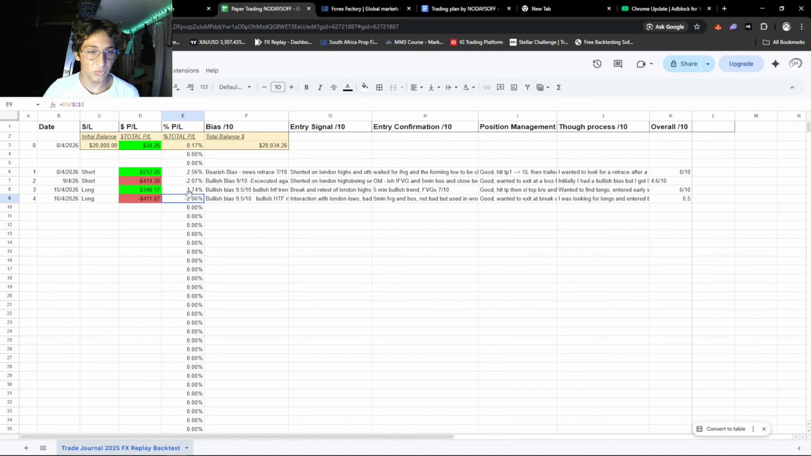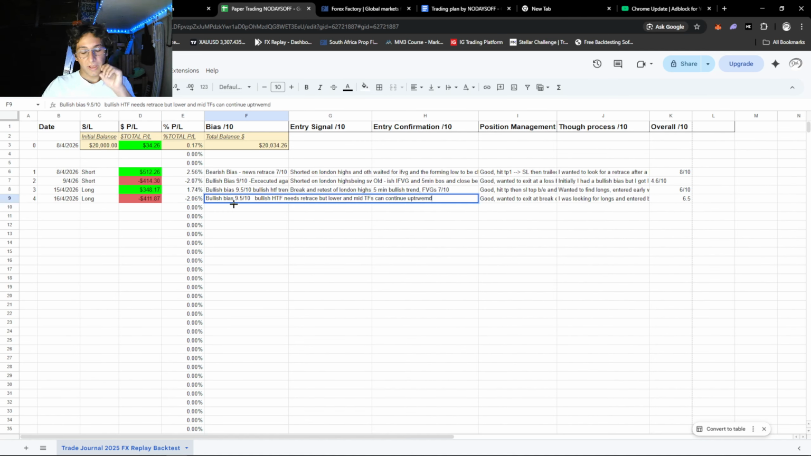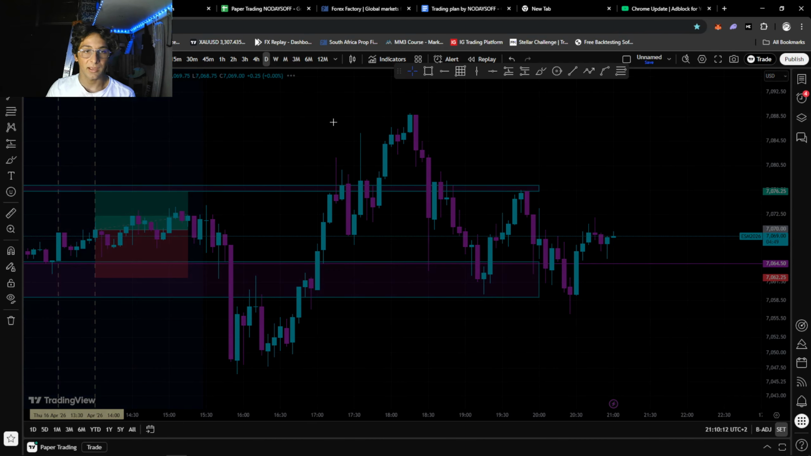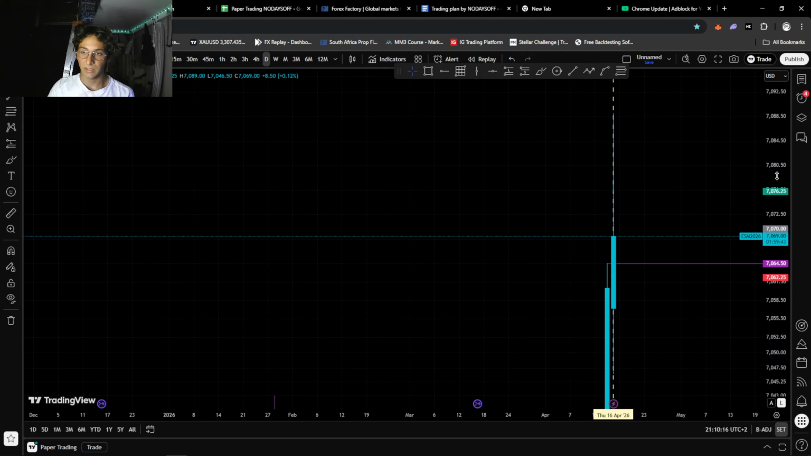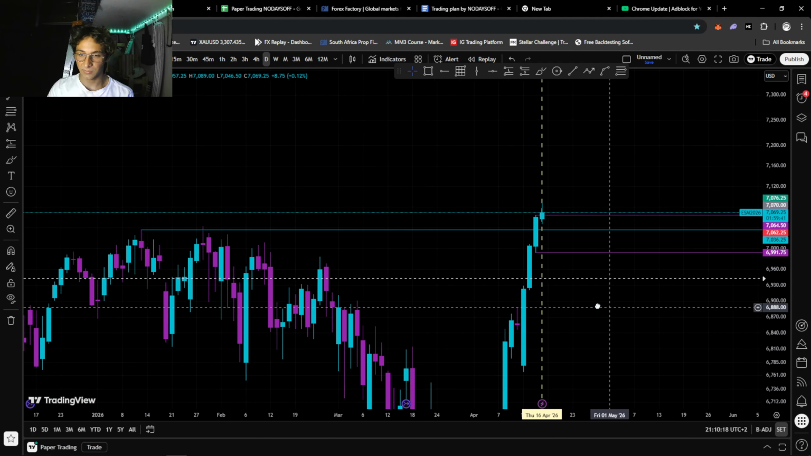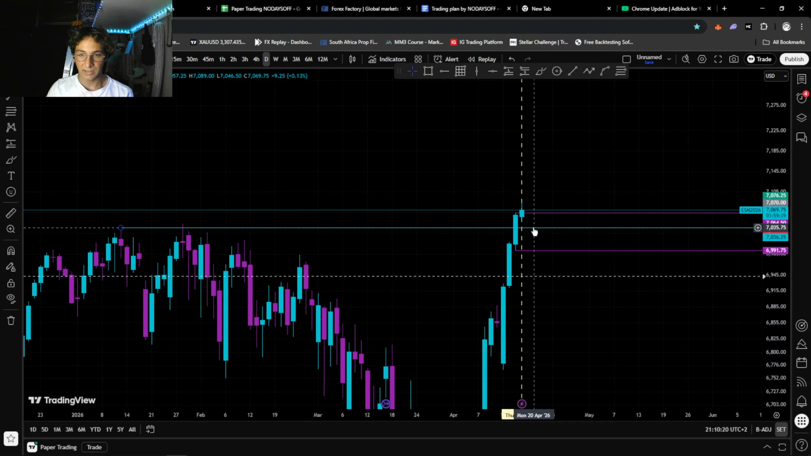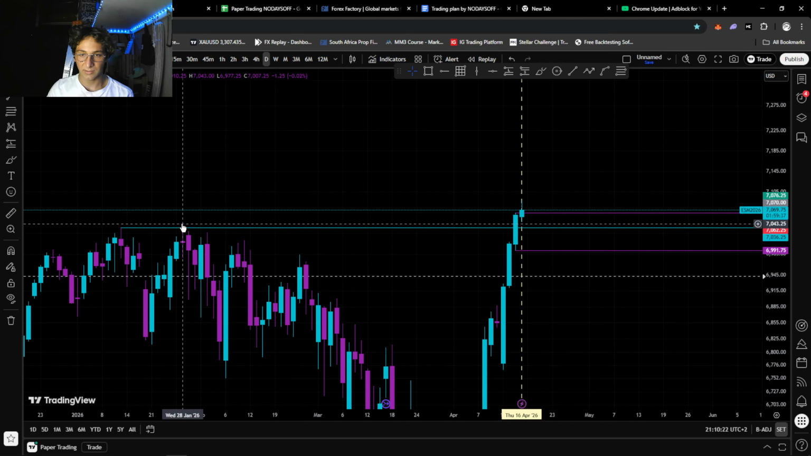So today we took a 2% loss. My bias was bullish, 9.5 out of 10, not bad. The bullish higher time frame does need a retracement, but the lower and mid time frames can continue in the uptrend. And why do I say this? As you can see, the daily time frame right here needs a retracement, probably, unless it retests these highs right here, which it looks like it's probably going to do.